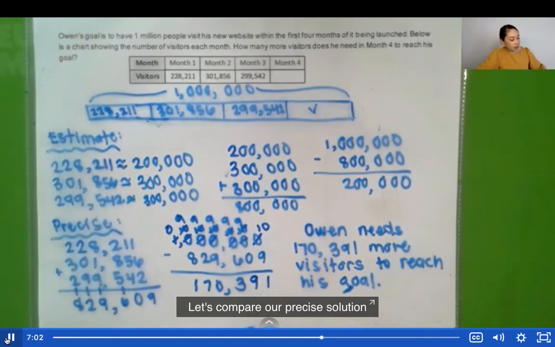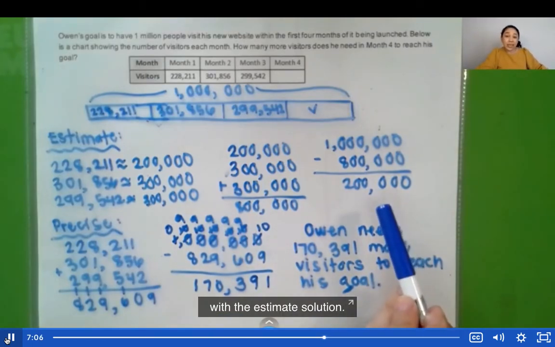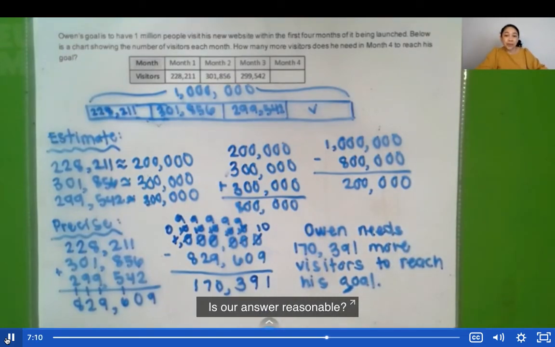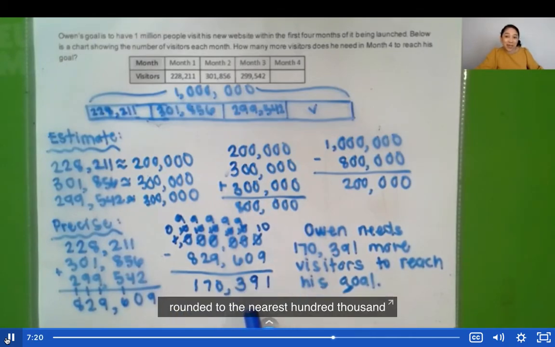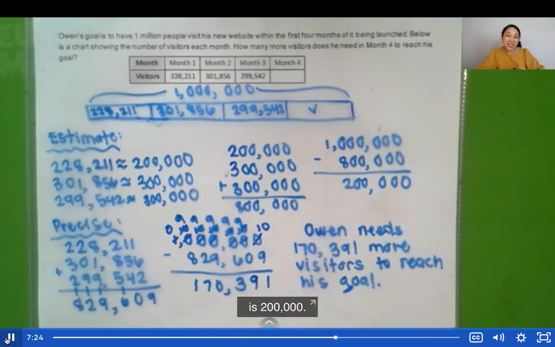Let's compare our precise solution with the estimated solution. Is our answer reasonable? Yes, our answer is reasonable because 170,391 rounded to the nearest 100,000 is 200,000. Excellent work. Let's keep going.